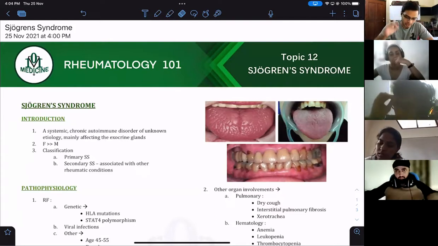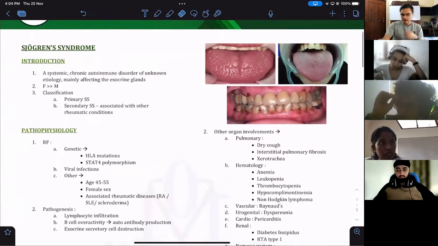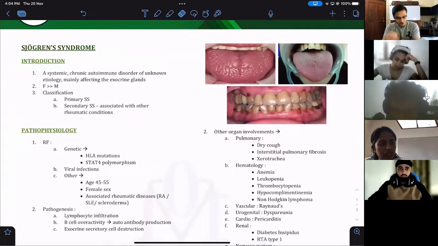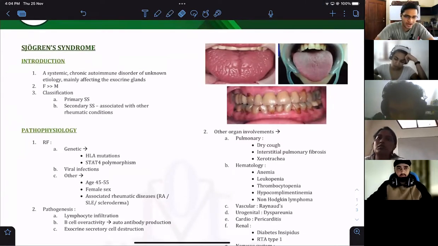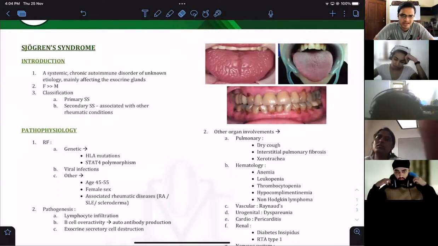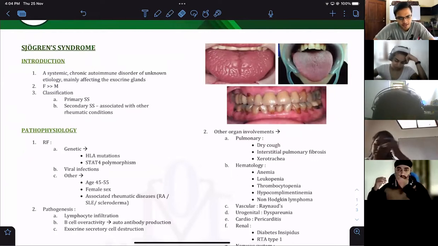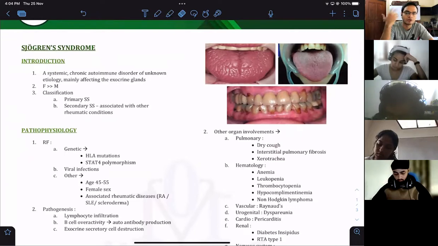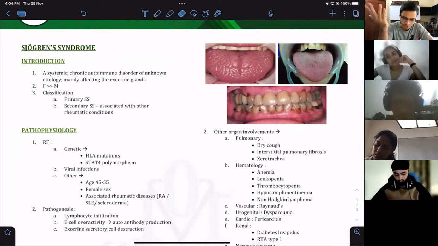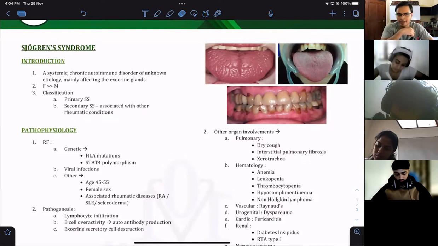Look at this. Sjogren syndrome: a systemic chronic autoimmune disorder of unknown etiology, mainly affecting exocrine glands. Now, this module is rheumatology, so we are discussing these connective tissue disorders. Sjogren's is also one of these autoimmune connective tissue disorders.